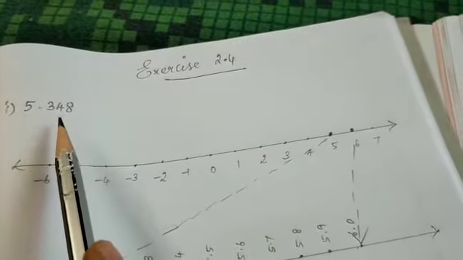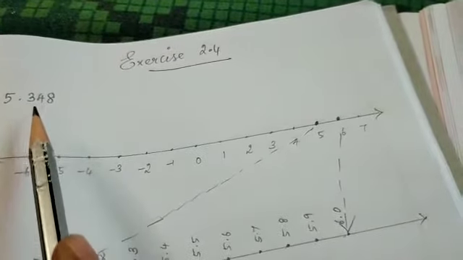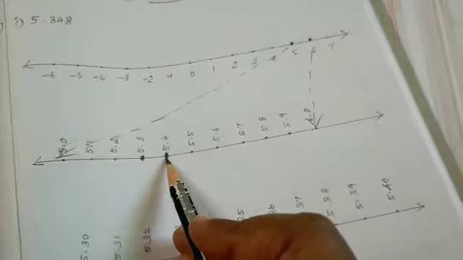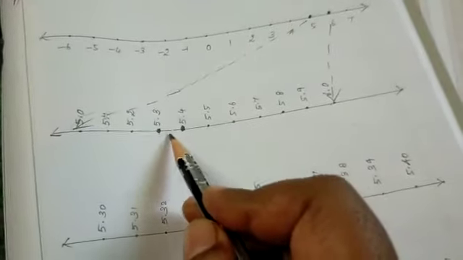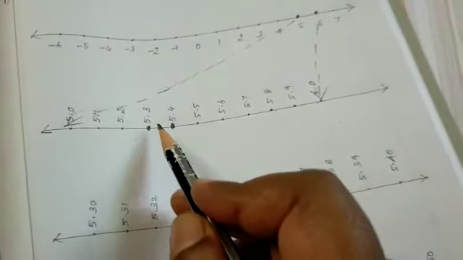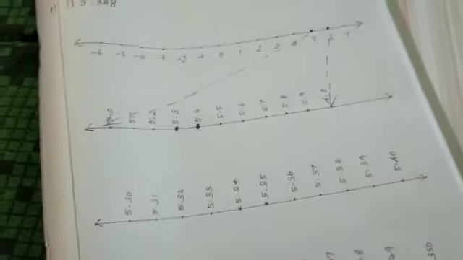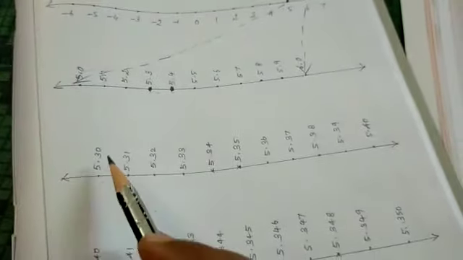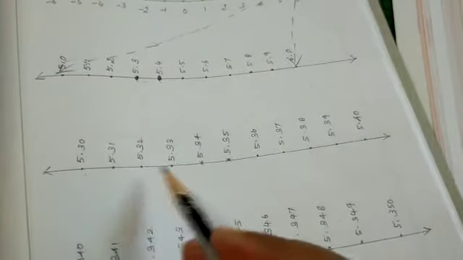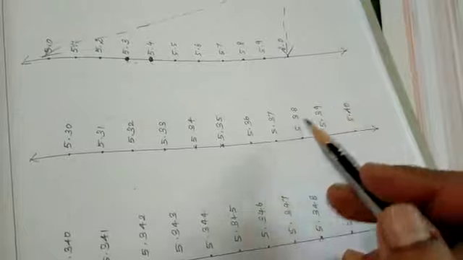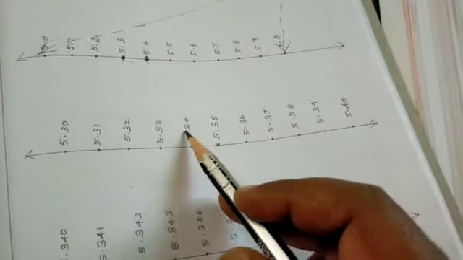And the next step is 5.34, the next digit. No, this 5.34 lies in between 5.3 and 5.4. Okay, so divide this distance 5.3 to 5.4 into 10 equal intervals like 5.30, 5.31 up to 5.40. Okay, the required number is 5.34, isn't it?